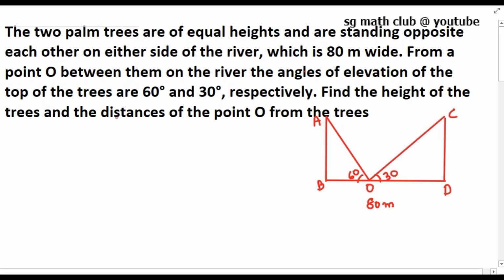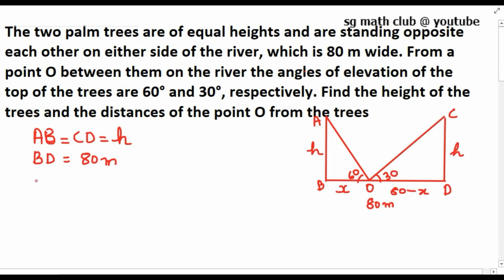So let AB and CD be the palm trees, and let the height of the palm tree be equal to h. We need to find the height of the palm trees, so we can take it as h. And BD be the width of the river. It is already given, width of the river is 80 meter. We need to find the height of the trees and the distance of the point O from the trees. That means we need to find BO and OD. So first let us take BO as x, then OD will be 80 minus x.